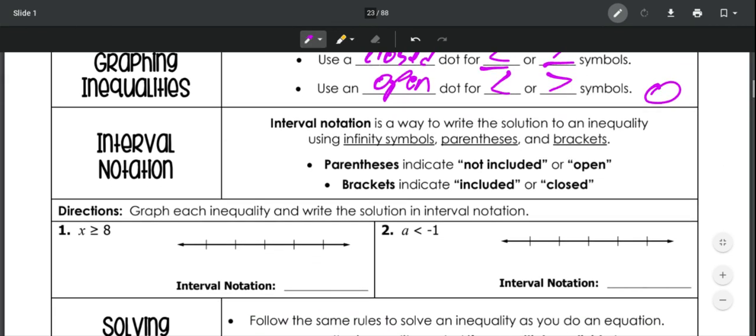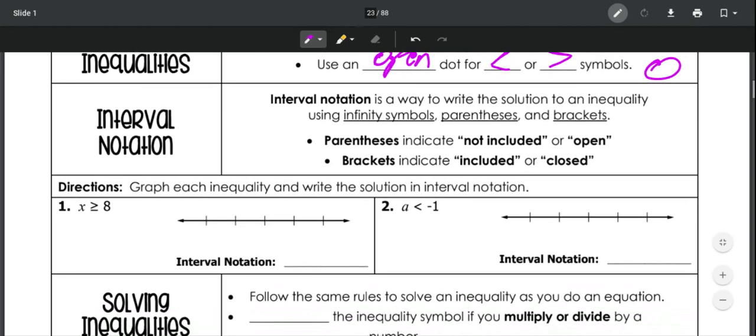So let's look at some interval notation. Interval notation is just a way to write the solution to an equality or inequality, and we're going to use infinity symbols, parentheses, or brackets. You use parentheses anytime it's open. So anytime there's not a line under it, if we just have greater than or less than, you're going to use parentheses for these.